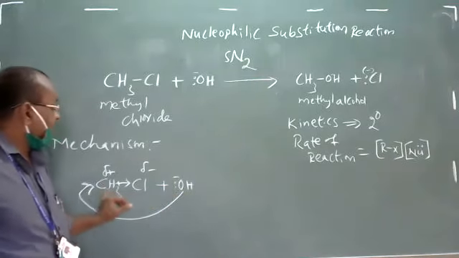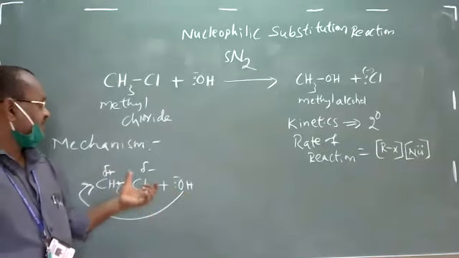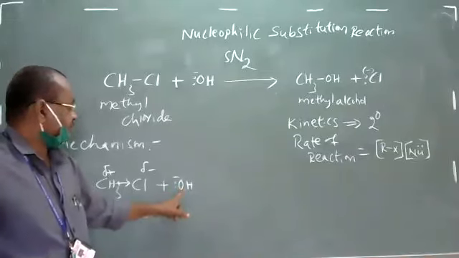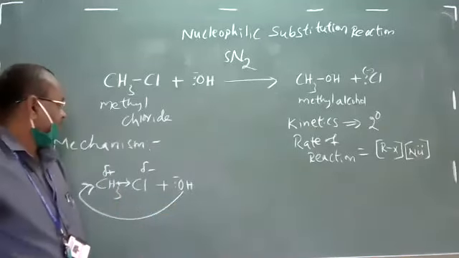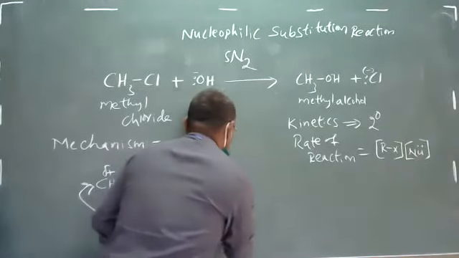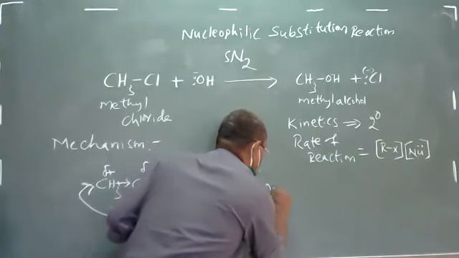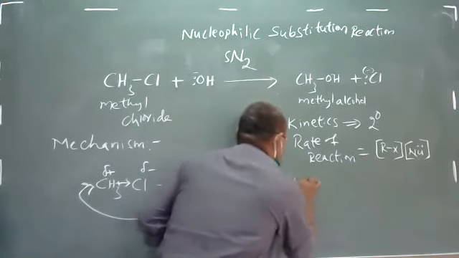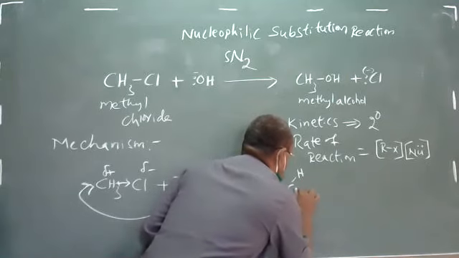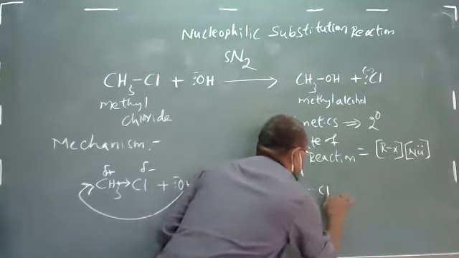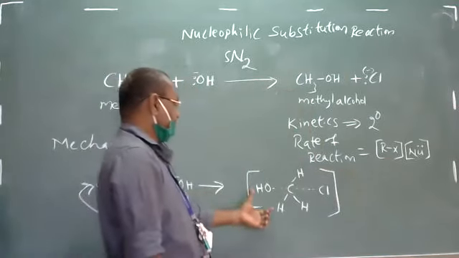So the collision between the alkyl halide and the nucleophile generates a certain amount of energy. That energy is more than enough to react the OH nucleophile with the carbon, and in the transition state it looks like this, where the OH is trying to form a bond with the carbon, and the CH3 I will write in this fashion. Three hydrogens are attached here, and at the same time the chlorine is trying to break its bond. All this is a simultaneous process.